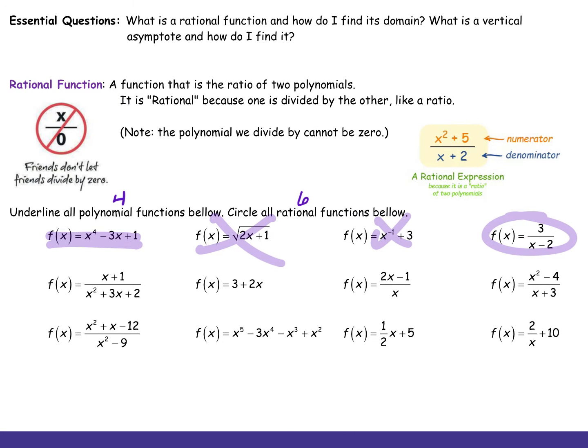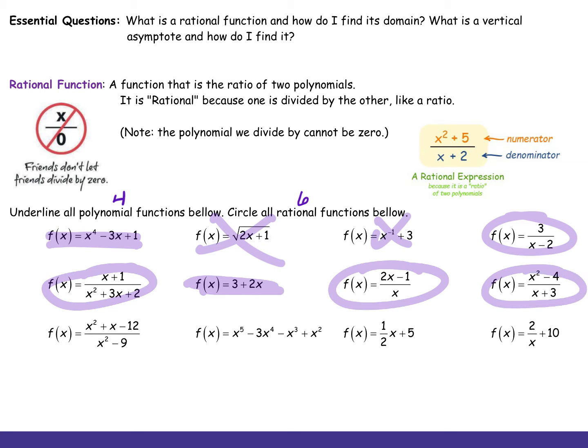X plus 1 over x squared plus 3x plus 2. Rational. 3 plus 2x. Polynomial, good. 2x minus 1 over x. Rational. X squared minus 4 over x plus 3. X squared minus x minus 12 over x squared minus 9. X to the 5th minus 3x to the 4th minus x cubed plus x squared.